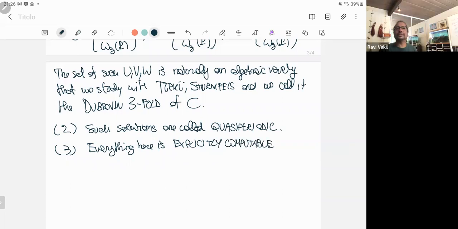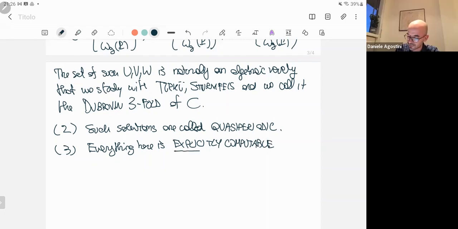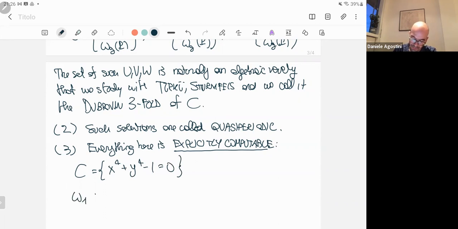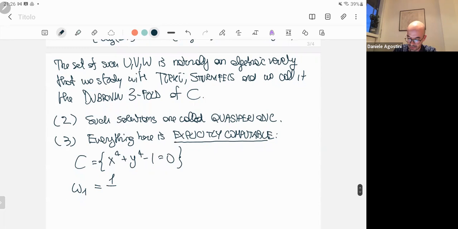What's the meaning of explicitly computable? Exactly. So the meaning of explicitly computable is like, say that you start from a curve, something like the curve of before equal to zero. Then you can compute one basis of differential. It's easy to compute.